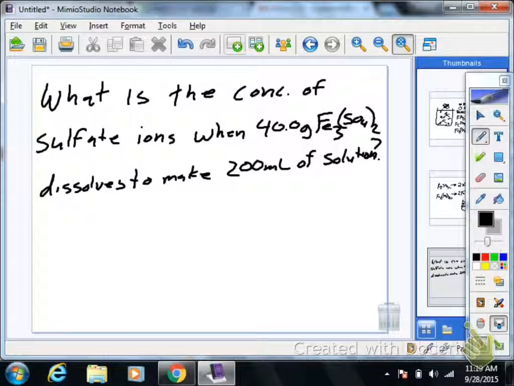So how would I start this problem out? What would be a good starting point? Figure out grams to moles. Okay, figure out grams of mole, and I've got the weight figured out, so we already have the weight figured out.